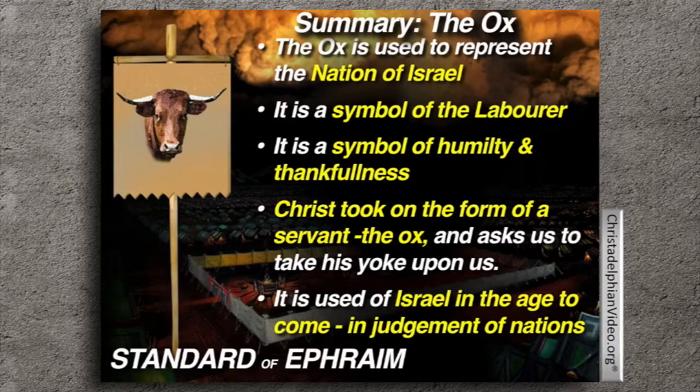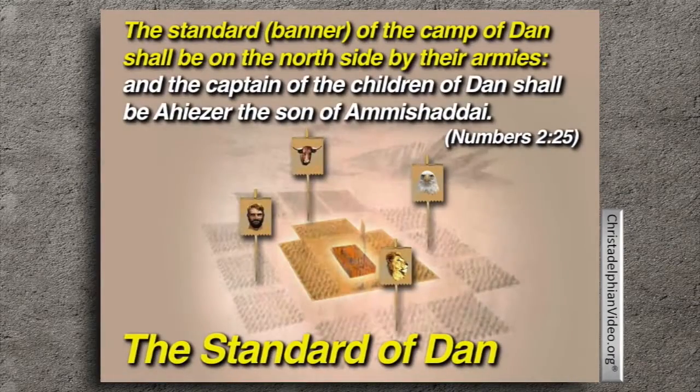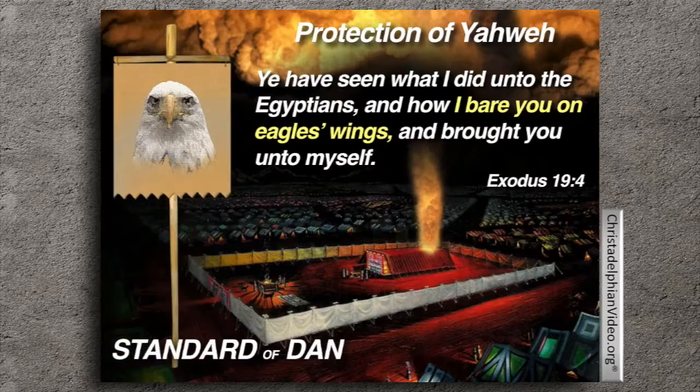Well, now we come, brothers and sisters, to the tribe of Dan. Their standard or the banner of Dan that was planted on the north side and the tribes that were associated with him. Here we have, brothers and sisters, in this, the face of the eagle. And we think of the words of Yahweh to Moses in Exodus chapter 19 and verse 4. It's a symbol of divine protection. "You have seen what I did to the Egyptians, how I bare you on eagle's wings and brought you unto myself." And so this is a symbol of God lifting Israel up and bearing him upon his wings and bringing him to himself.